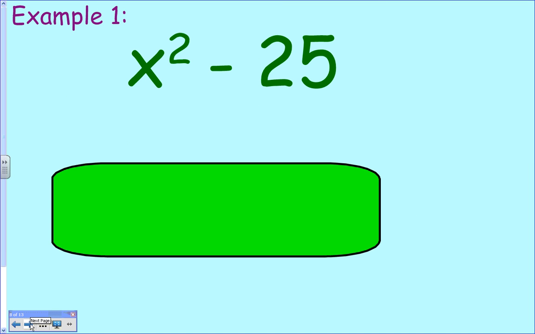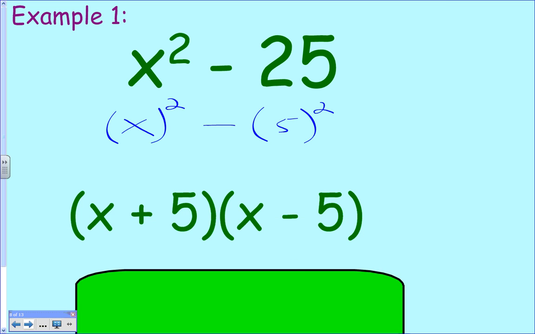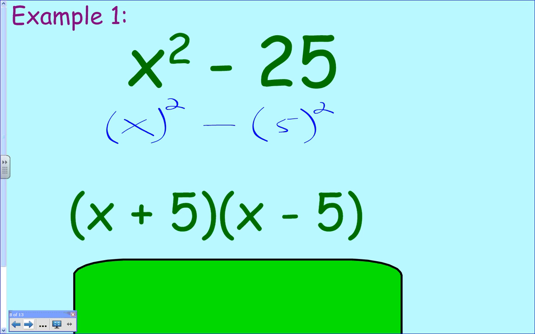Now, x squared minus 25. 2 terms, a binomial, separated by a minus, and both terms can be written as something squared. If it helps to rewrite so that you can see the 2 squares, that's perfectly fine. Then we factor to the sum and the difference. x plus 5 times x minus 5. It's the first thing plus the second thing, first thing minus the second thing.